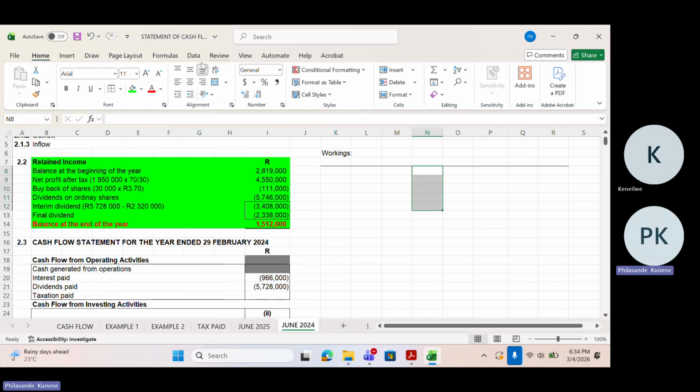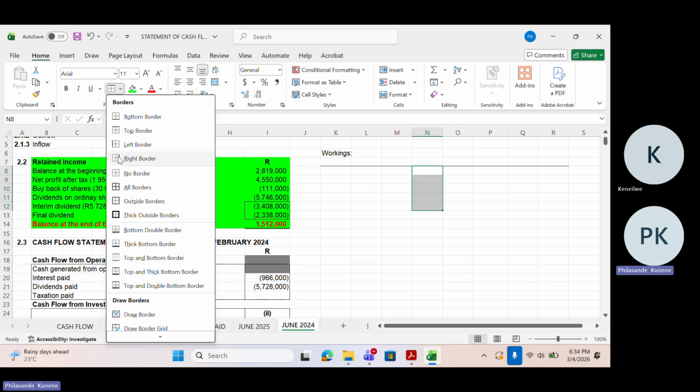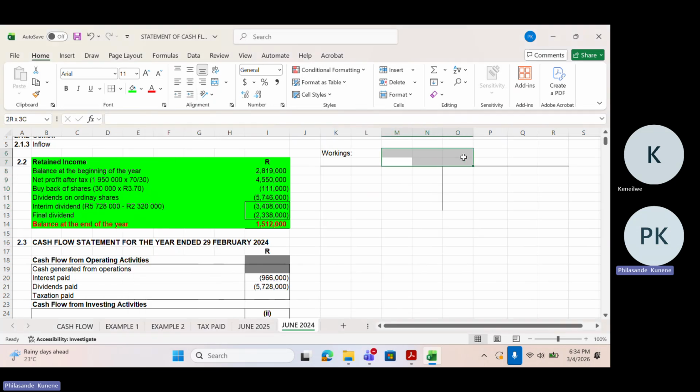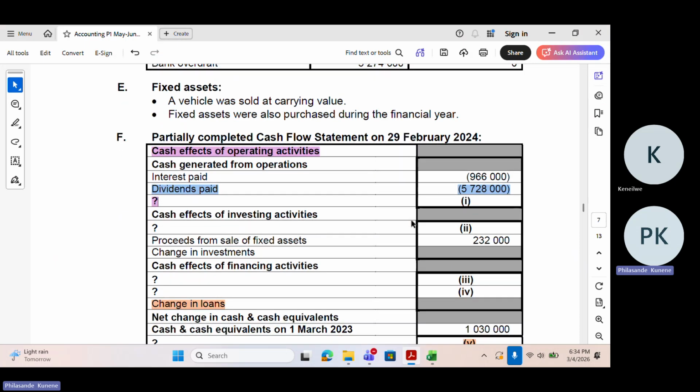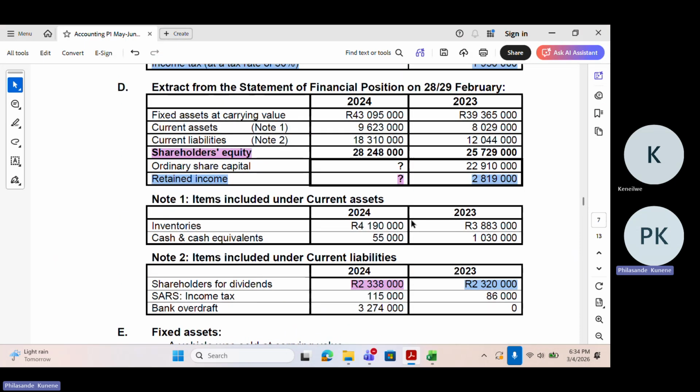Okay, so we're going to do our general ledger account. That is going to help us in terms of getting our tax paid. So we're going to do SARS income tax. Okay, so we have a debit this side and we have a credit this side. This is our general ledger account. Now let's go to the information provided. Remember, we need an opening balance. We need a closing balance.